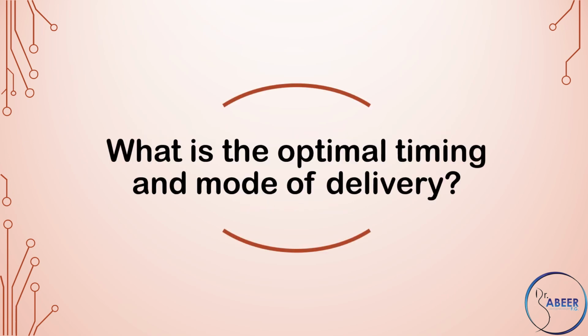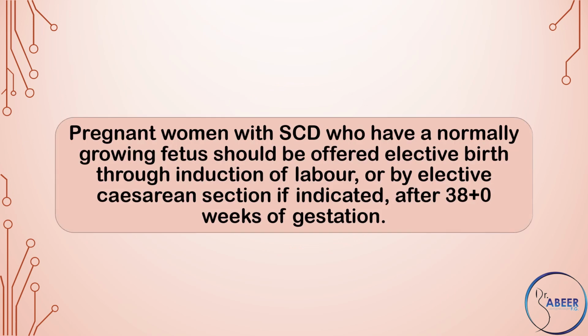Intrapartum care. What is the optimal timing and mode of delivery? Pregnant women with sickle cell disease who have a normally growing fetus should be offered elective birth through induction of labor or by elective cesarean section if indicated after 38 plus 0 weeks of gestation.